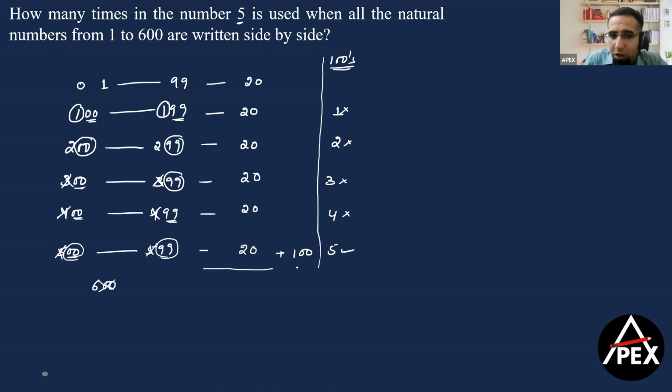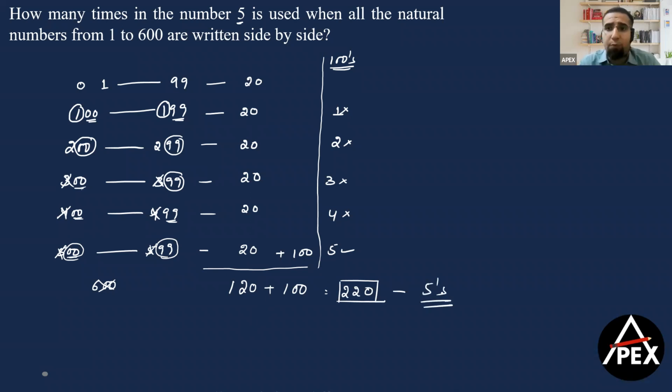So this will be the total number of 5s that we write: 1, 2, 3, 4, 5, 6. 6 into 20 gives me 120. And from 500 to 599, every hundreds place has a 5. That means plus 100. So 120 plus 100, your final value here becomes 220. This is the total number of 5s that we write when we are writing numbers from 1 to 600.